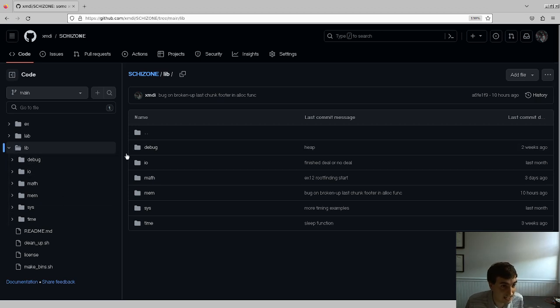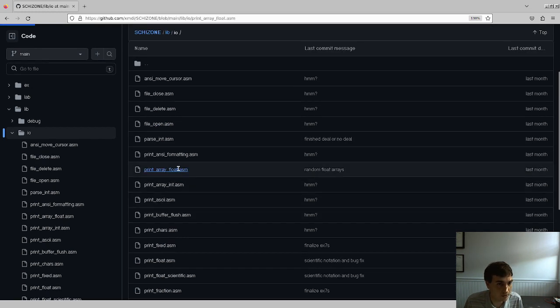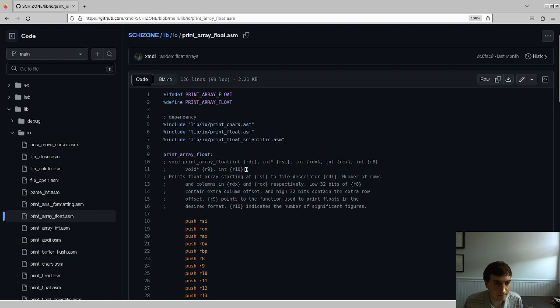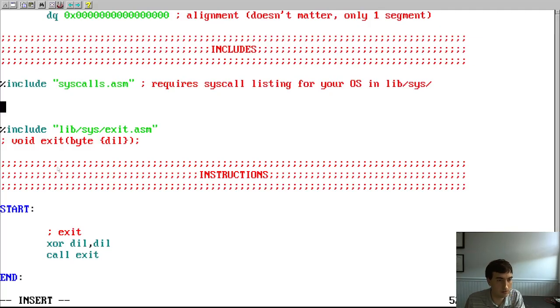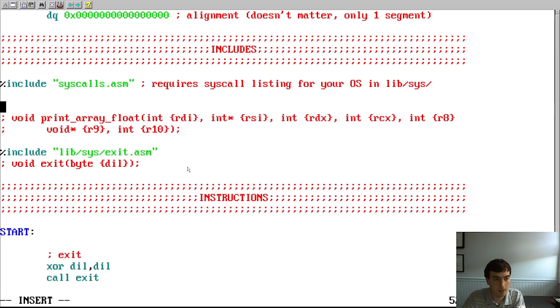Actually, let me open up my actual repository. So in lib, we have to be able to print out our results. I want to print out an array of floats, so I'm just gonna snag this. Yes, yes, yes, it's a virus. Thank you very much. This function, we're gonna use to print out our arrays of floats. It's in libio, print array float, cool.